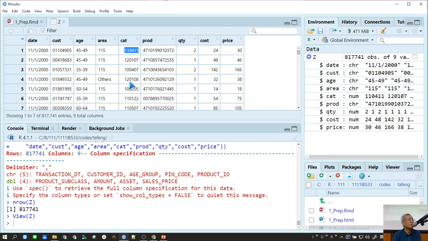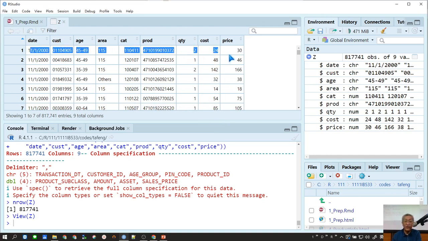This is the category code. In a retail store, there are a lot of products, right? And this is the product category, okay? It's only the code, right? And this is the product ID, okay? And this is the quantity, okay? And this is the cost of that product, the cost. And then this is the price. See that? Okay.